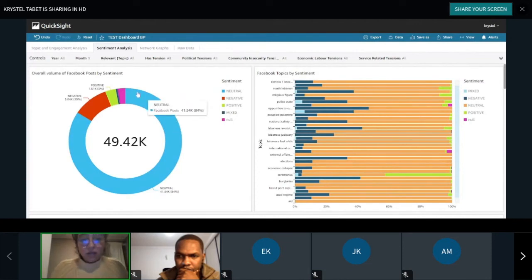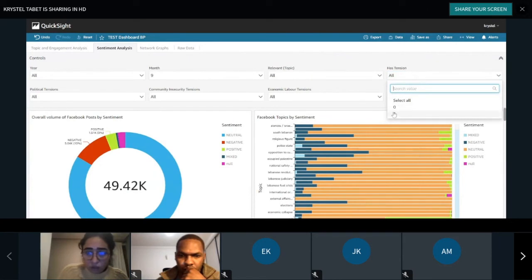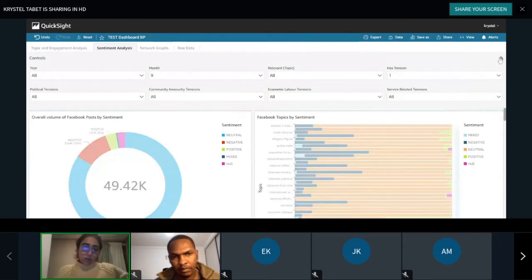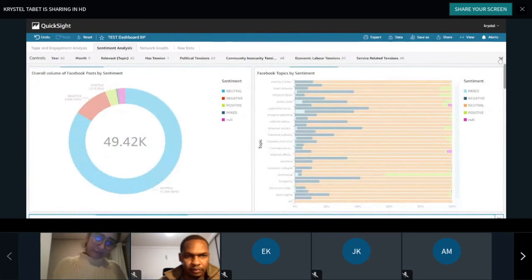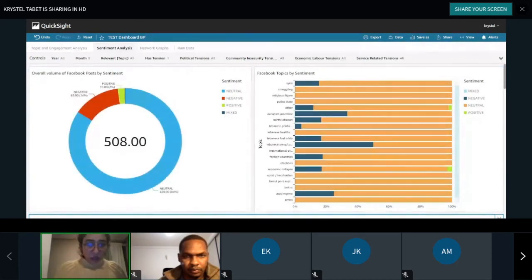We see that generally the sentiment is neutral on posts, on 41,000 posts. And this is, I'm clicking all, okay? I'm not choosing relevancy. Maybe it's better to choose relevancy just to make it smaller. Okay, so here we have 428 posts. So 84% of posts that had tension triggered a neutral reaction, whereas 14% triggered a negative reaction, 2% are positive, and there's mixed. So different reactions from people.